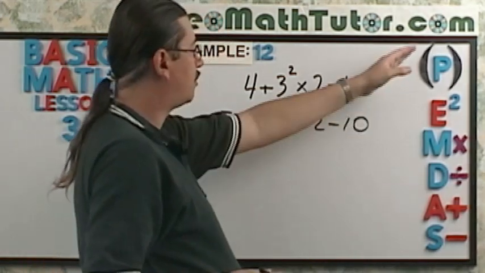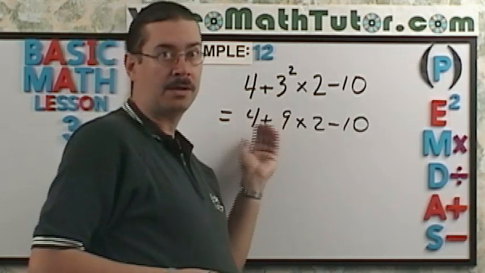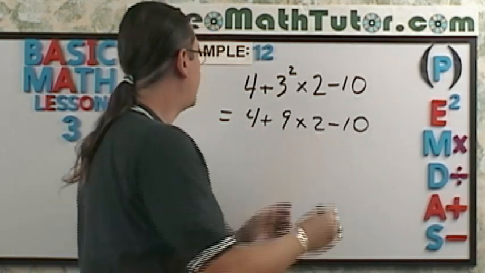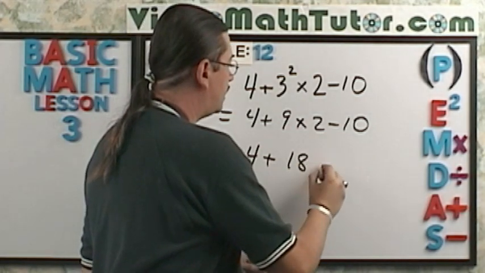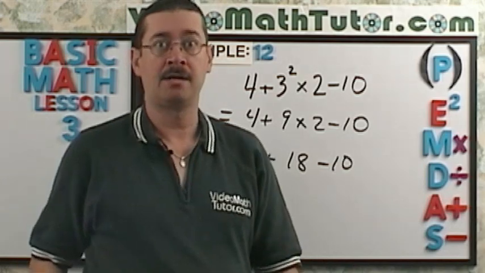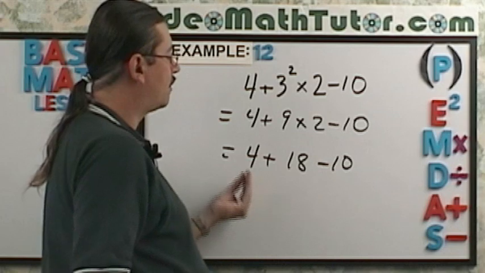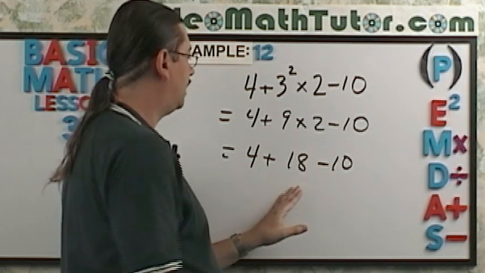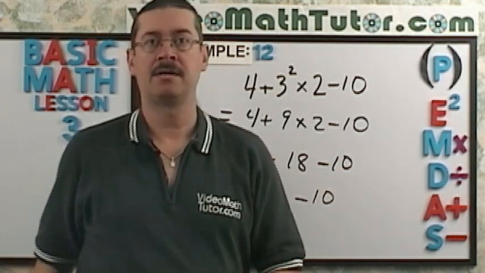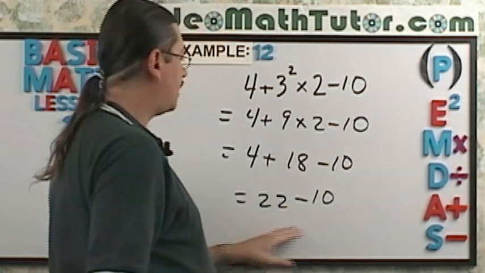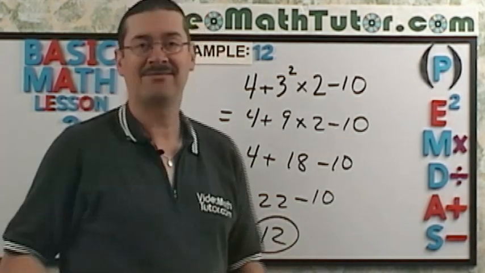Now continuing our order of precedence in PEMDAS, multiplications and divisions are next, going from left to right. And we have a multiplication right here. So the 4 stays, 9 times 2 is 18, and we copy down the 10. Continue going. Now I only have additions and subtractions left, so you go in order from left to right. 4 plus 18 is 22, and we copy down the 10. And our last step is combining these two terms. 22 minus 10 is 12. And that is our answer.